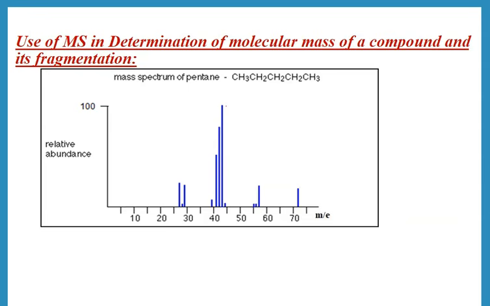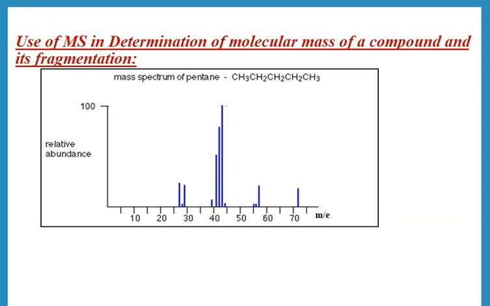So this is a spectrum that we get for pentane. And what we're trying to do is, from the spectrum, we can confirm the structure of pentane if I'm not sure if my substance is pentane or not. Or I can try to find the fragments that are being formed when this compound is analyzed. What does this spectrum show me?